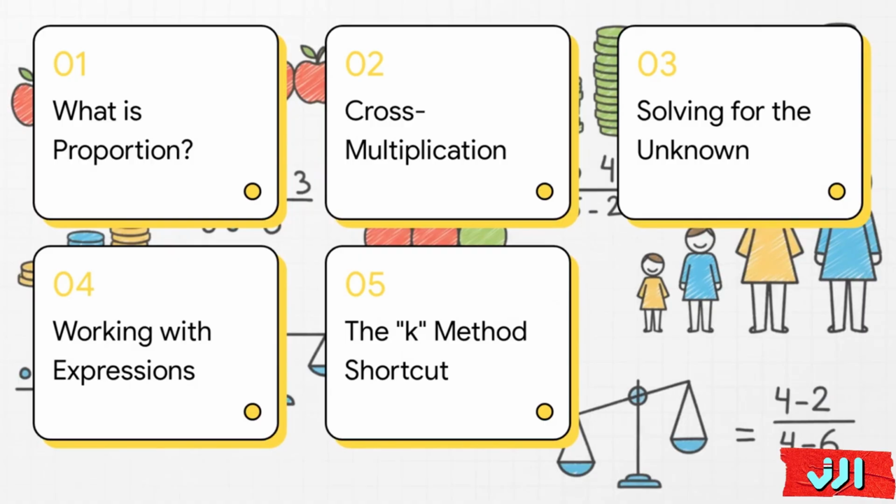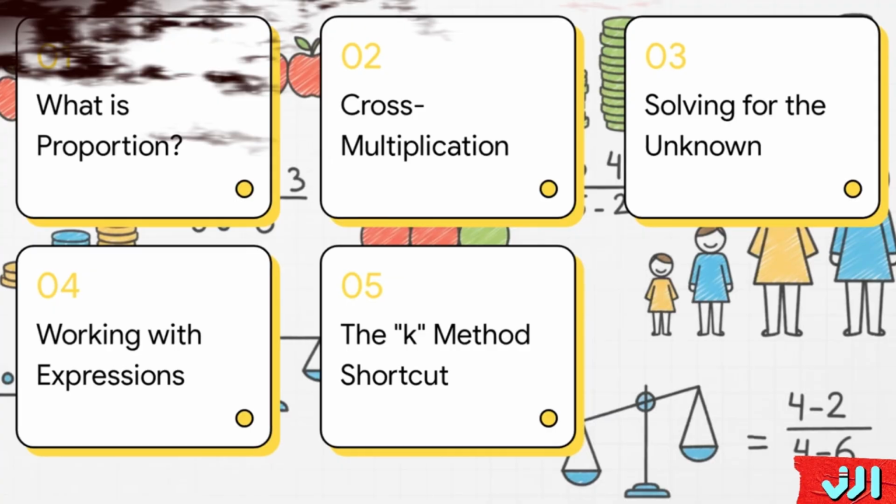So here's the game plan. We're going to start with the absolute basics, what a proportion even is. Then we'll unleash a little superpower called cross-multiplication. After that, we'll level up and start working with more complex expressions. And finally, I'm going to show you this awesome pro-level shortcut called the K method.